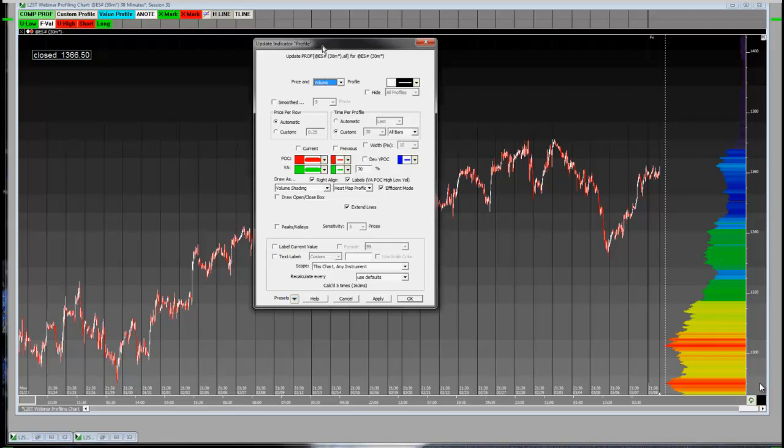Does anybody not use Market Delta here? I take it everybody uses Market Delta, or Investor RT.